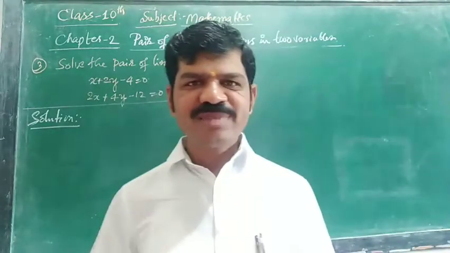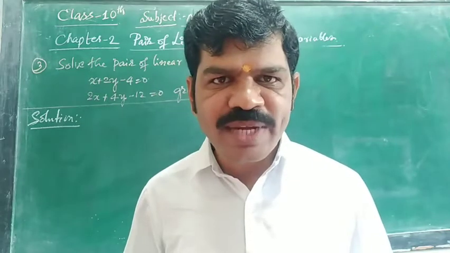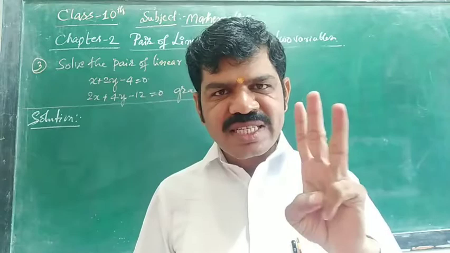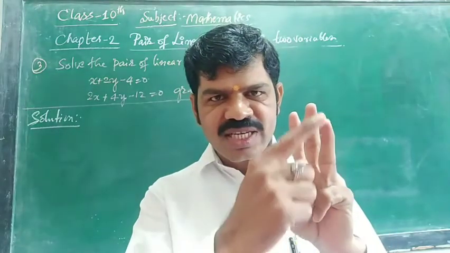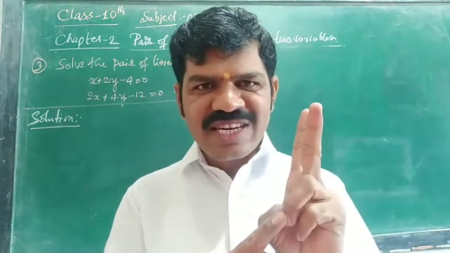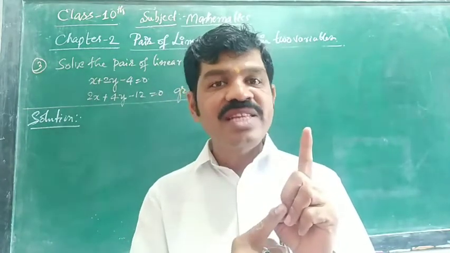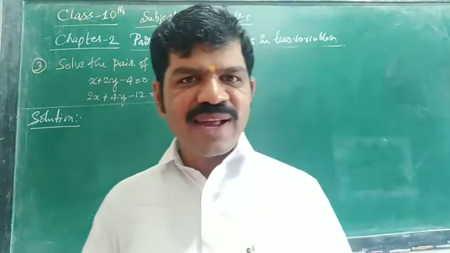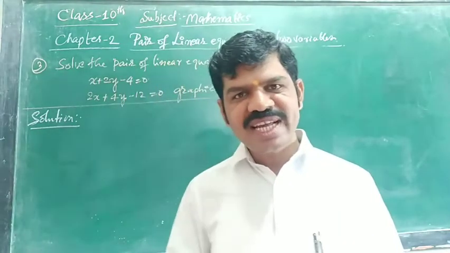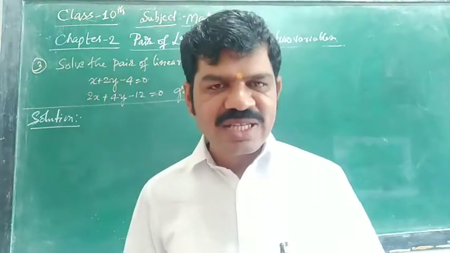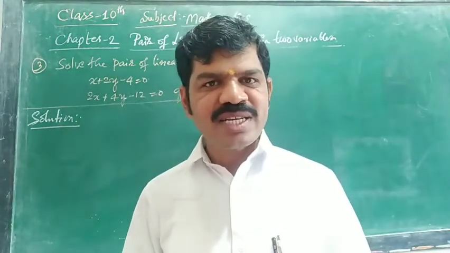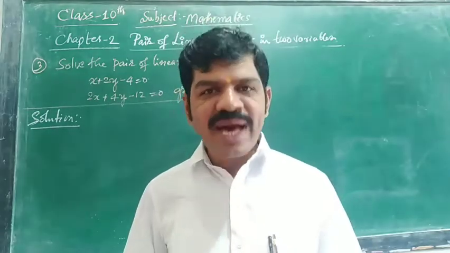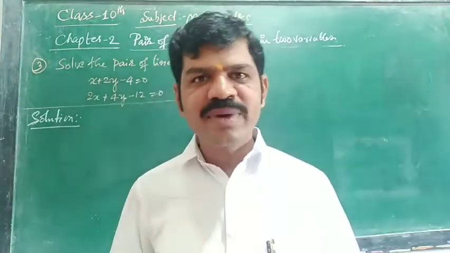Today we are going to continue the same chapter, pair of linear equations in two variables. In this chapter we have seen three types of pair of linear equations: intersecting pair of linear equations, coincident pair of linear equations, and parallel pair of linear equations. There are three kinds of lines: intersecting lines, coincident lines, and parallel lines. Yesterday we completed two types. The remaining third type, which is on the board, is parallel lines or parallel pair of linear equations.